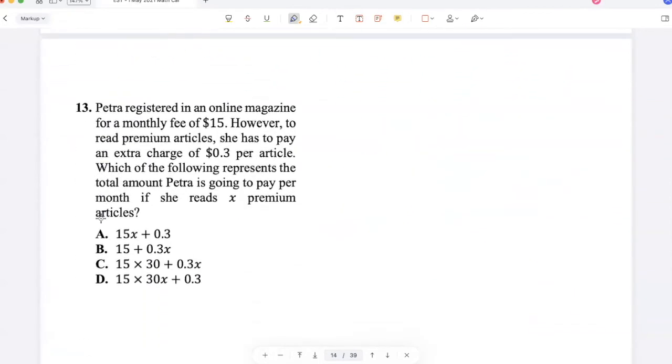Petra registered in an online magazine for a monthly fee of $15. However, to read premium articles, she has to pay an extra charge of 0.3 per article. Which of the following represents the total amount she's going to pay per month if she reads x premium articles? So the monthly fee is 15, and for x premium articles, 0.3x. So 15 plus 0.3x.